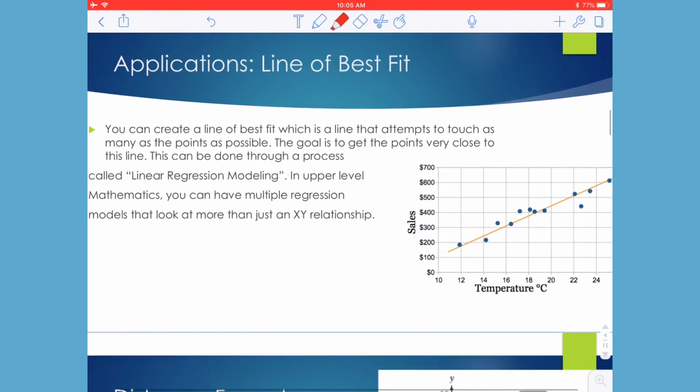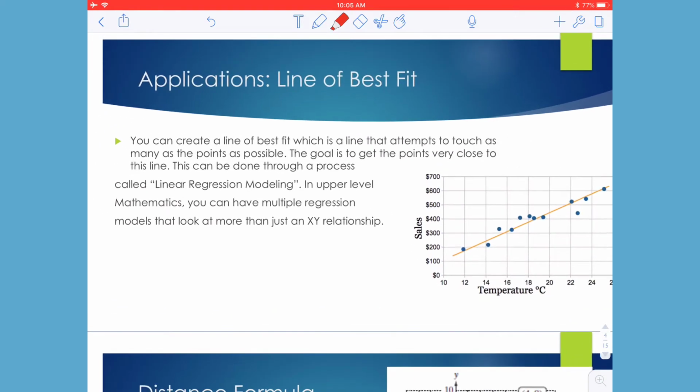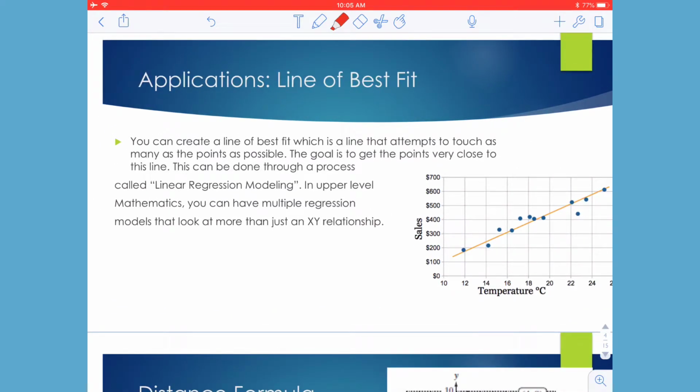So visually it makes it very easy for me to make a prediction. Now, once we have that scatter plot, we want to make what we call a line of best fit, which is a line that attempts to touch as many of the points as possible. The goal is to get the points very close to this line, which can be done through a process called linear regression modeling. And actually, when you go into upper level math, we have this course called multiple regression modeling, which looks at more than just an XY relationship.